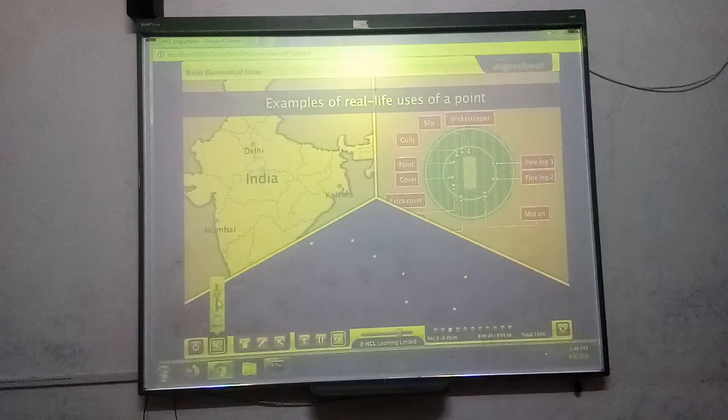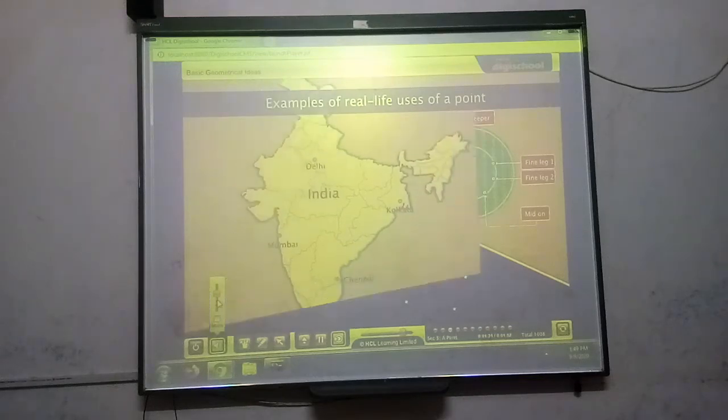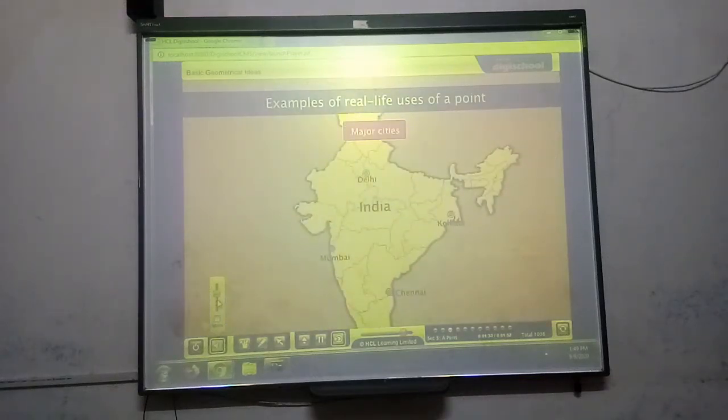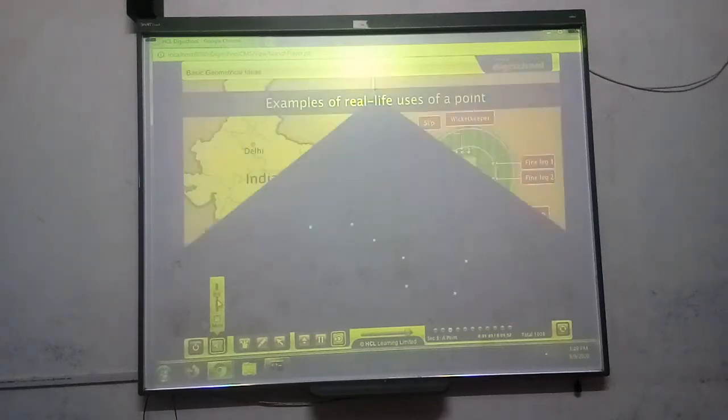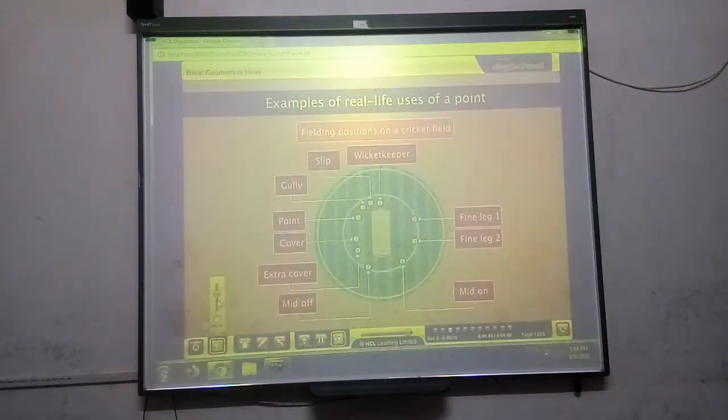Here are some real-life examples where points are used to indicate a location or a position. Marking major cities of a country, locating a constellation in the sky, identifying fielding positions on a cricket field.